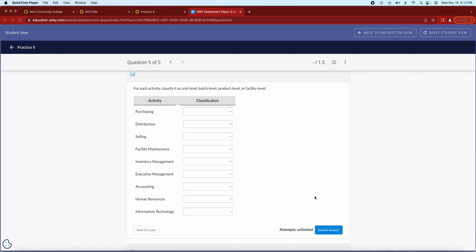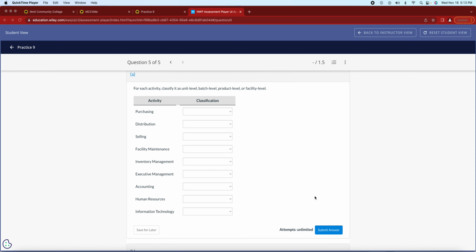Now, just to remind you of what these things are: if it is a cost that gets added at the unit level, in other words, for each unit that we produce I'm going to add some cost, then that's a unit level cost. If it's something like a batch of cookies, if I'm a baker, and cost gets added because a new batch was baked, then that's a batch level cost.